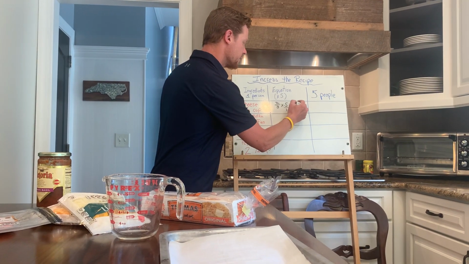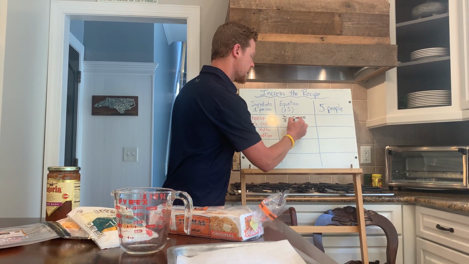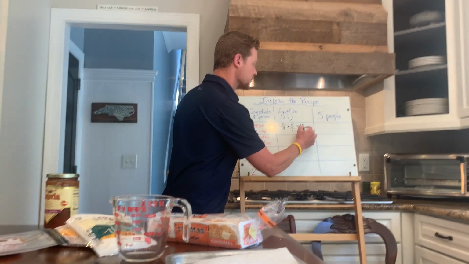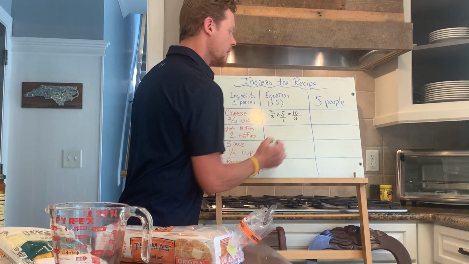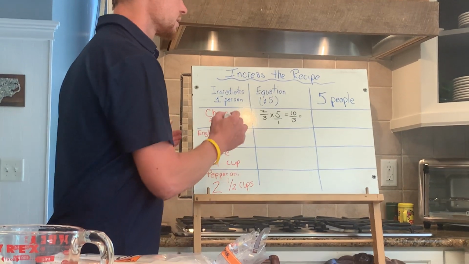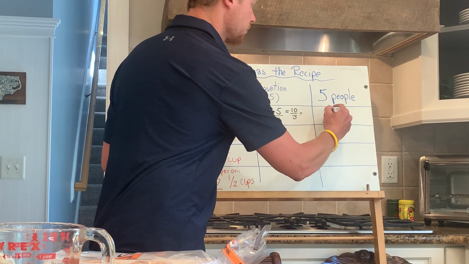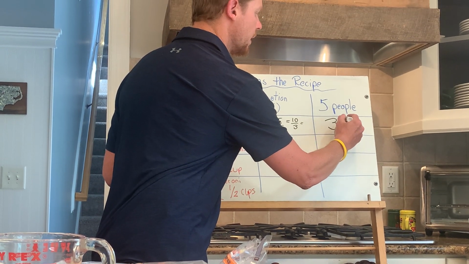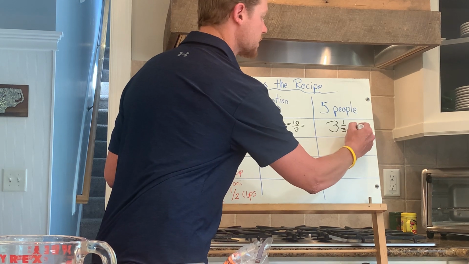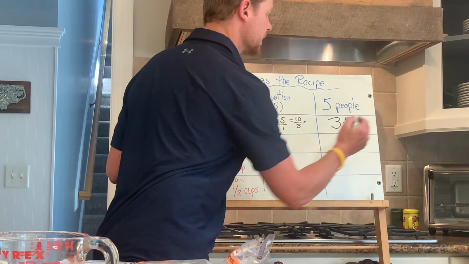2 times 5 equals 10. 3 times 1 equals 3. And if I convert that 10/3, well, let me see here. 10/3 is going to convert to 3 1/3 cups. And that's going to be for my cheese.